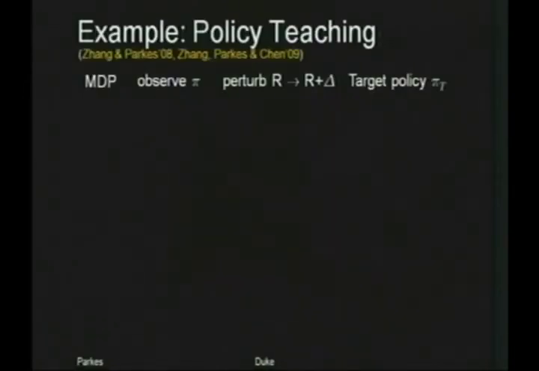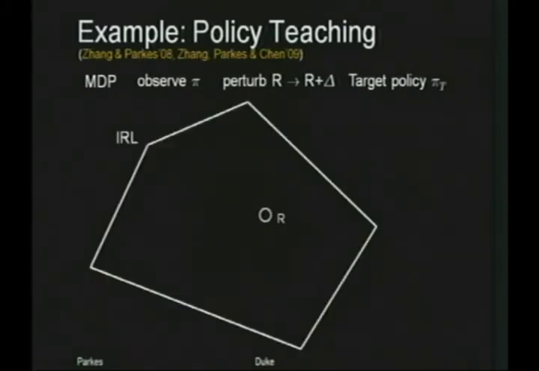And just to give you a very simple example of this, we worked on policy teaching, which is related to inverse reinforcement learning. Suppose that you have a target policy in mind you want an agent to follow, in a Markov decision environment. And suppose you can observe its policy, and you have a target policy. The idea is that's its true reward vector, let's say. This is the IRL constraints. You're observing what it's doing, and you're understanding something about its rewards for different actions. And you're going to guess where its reward is.